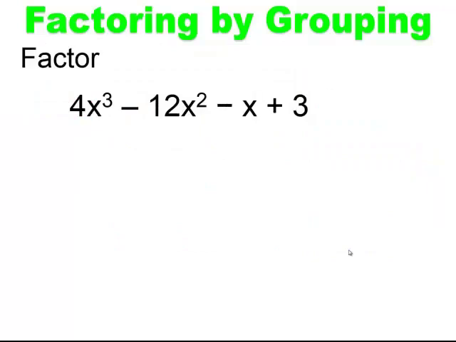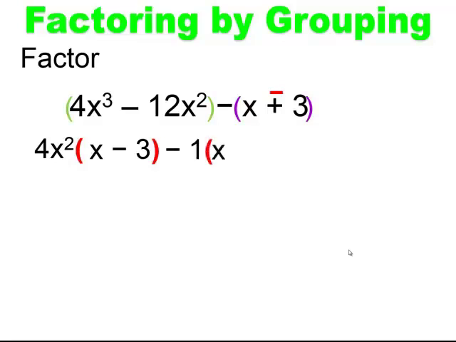Pause and try. So again, grouping, you see that that middle sign's a minus. I have to change the end sign to its opposite. I'm factoring out the GCF of the first two terms, bringing down that minus, factoring out the GCF of the second two terms, and you see here the GCF of x minus 3 is 1.